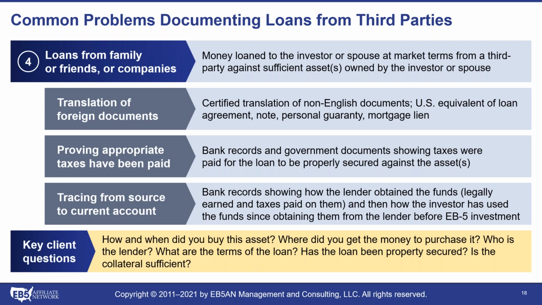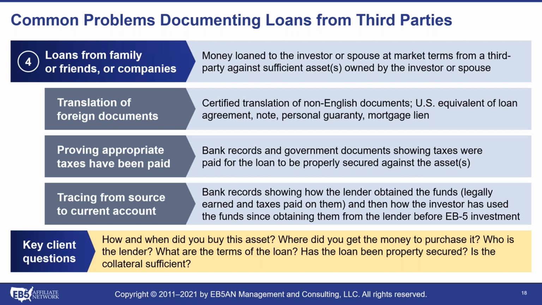When it comes to loans from third parties, this has become, I think, a very common area, especially since a lot of folks aren't necessarily desiring to sell off assets if they're able to get a low interest rate loan using those assets as collateral, which is subsequently used for EB-5.